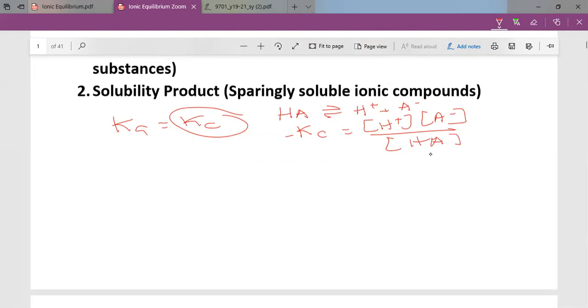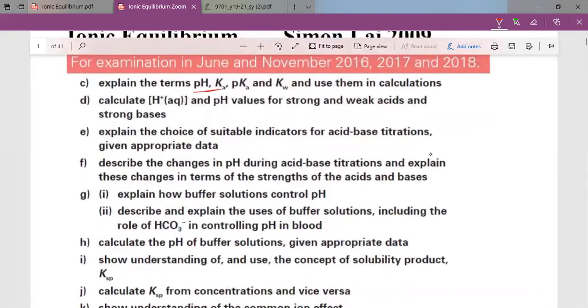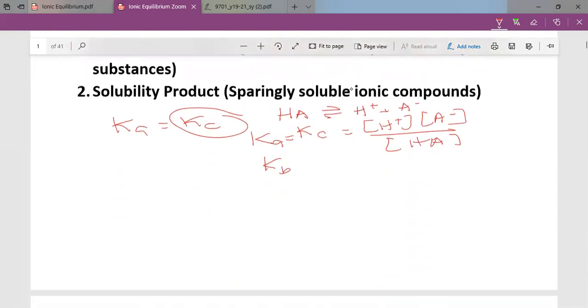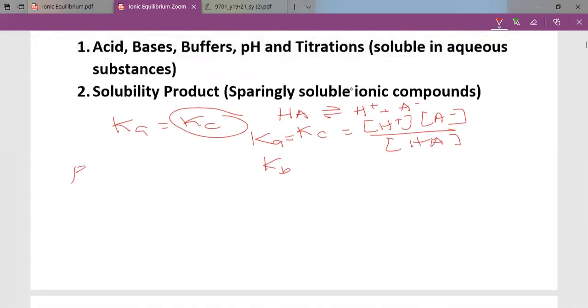Now this is frequently asked. Of course, Kc here, because it's an acid, equals Ka. If it's a base, then it's Kb. Ka is for acid and Kb is for base. This is the equilibrium constant. So they ask you about pKa. pKa is like pH: P is a function, that's all. P is equal to minus log base 10.